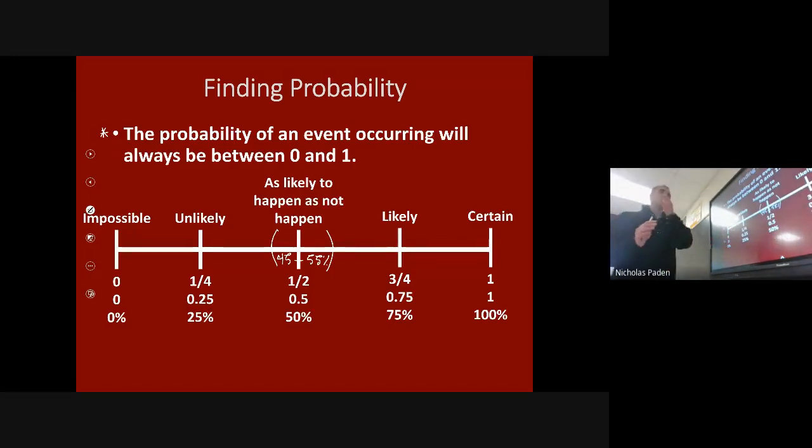So one thing that's important to note is if you have a probability, and let's say it is 0.0001, that is not impossible. That is still unlikely.